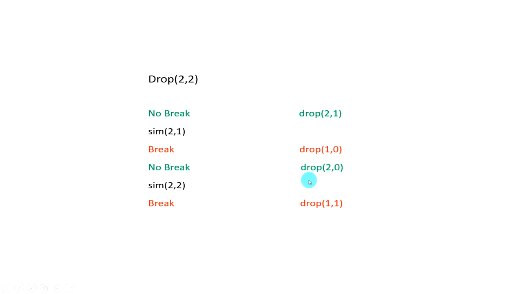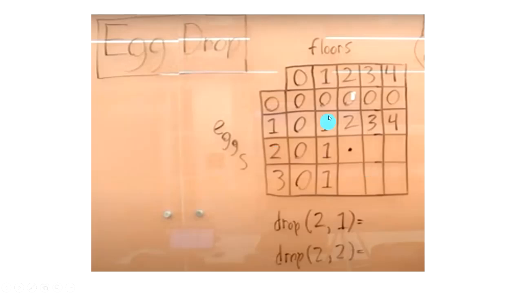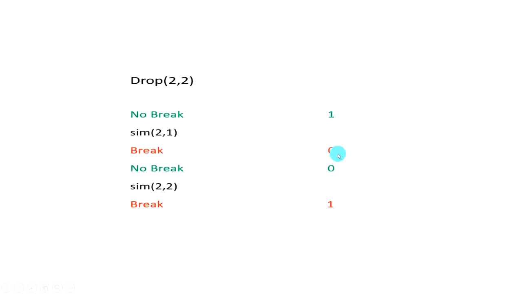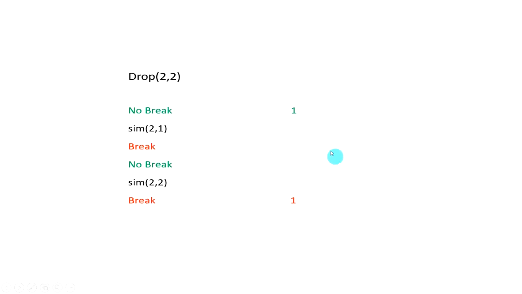And if we solve it, this is what it's going to look like: drop of 2 comma 1, drop of 1 comma 0, drop of 2 comma 0, and drop of 1 comma 1. These red color ones are when the egg breaks, and the green color ones are when the egg does not break during the simulation. And if you look closely, the drop is actually the DP table that we have used, and we can find these values from the DP table from here. On filling the values, these are the values that we got from the DP table, and this is the worst case. On finding the values from the simulation, we'll be taking the worst cases.